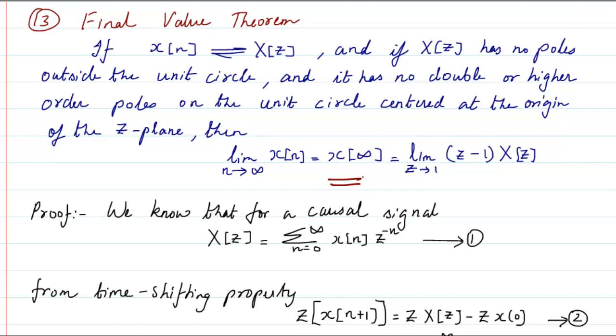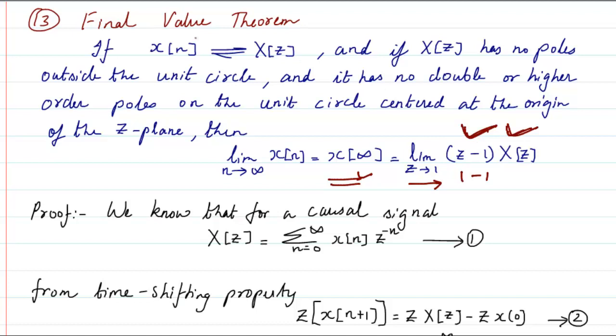So to find x of infinity, what it says is that all you have to do is multiply X of z with z minus 1 and apply the limit z tending towards 1. You might be feeling that if I put z equal to 1 here, 1 minus 1 will become 0, so the answer should always come as 0. No. When we say you have to multiply by z minus 1 here, we mean that there will be some function in which this z minus 1 may get cancelled off.